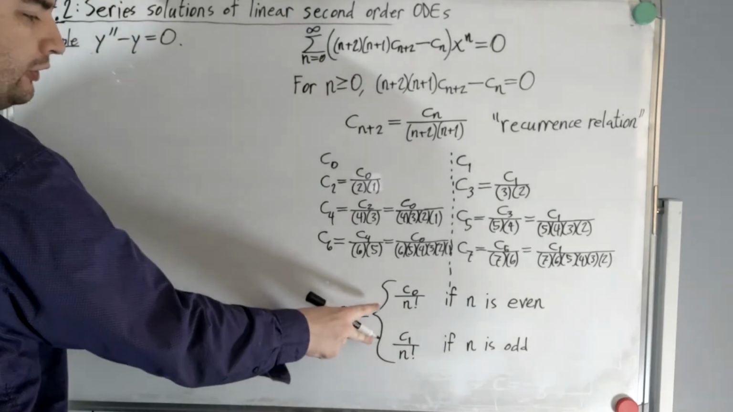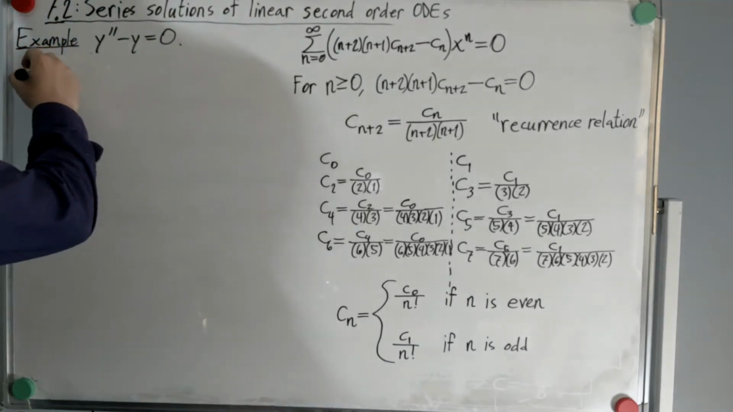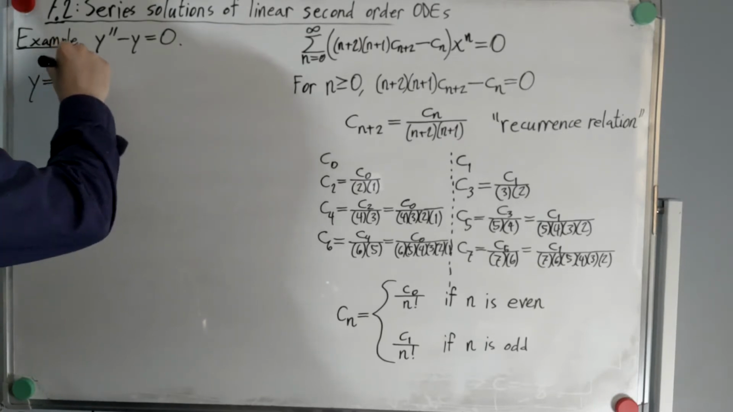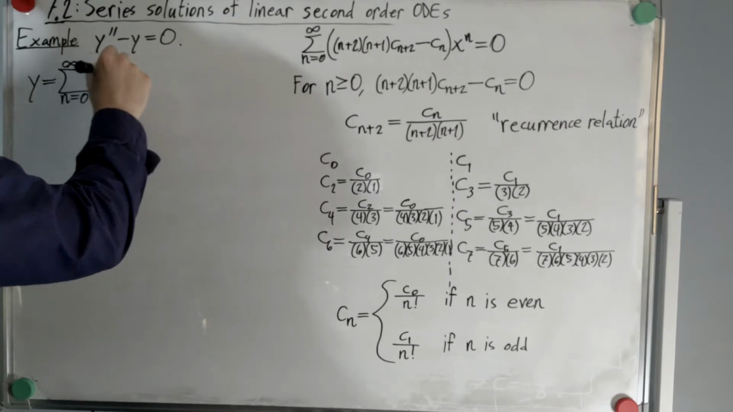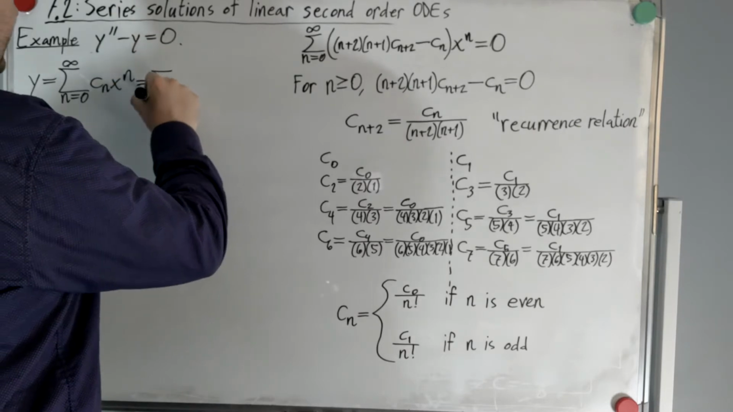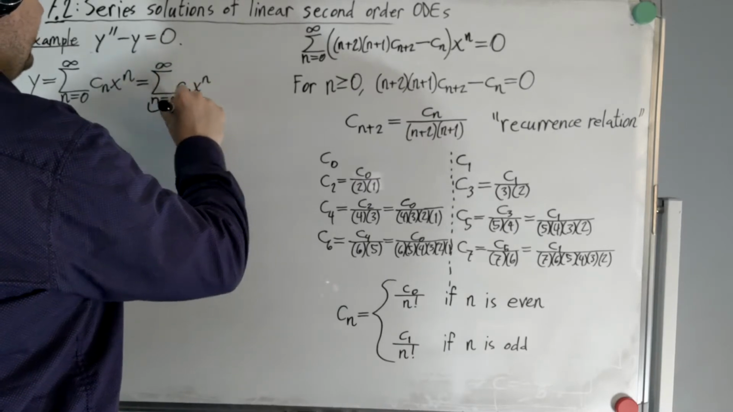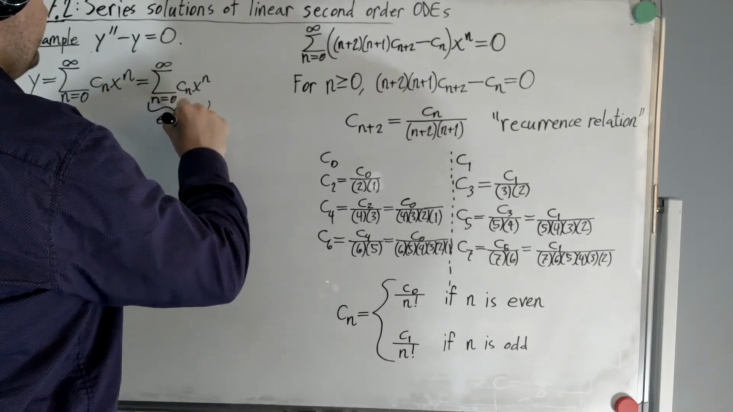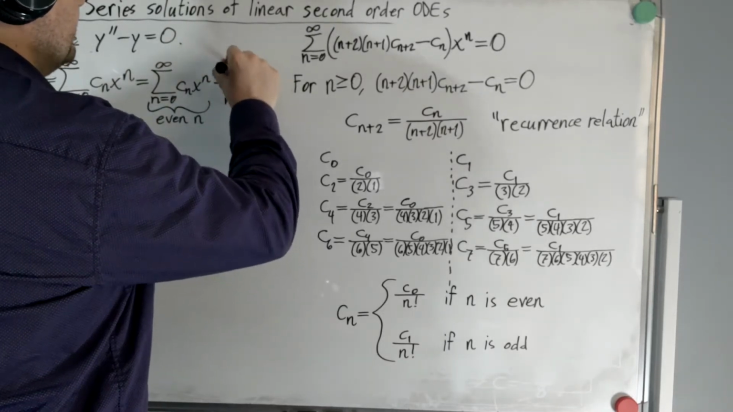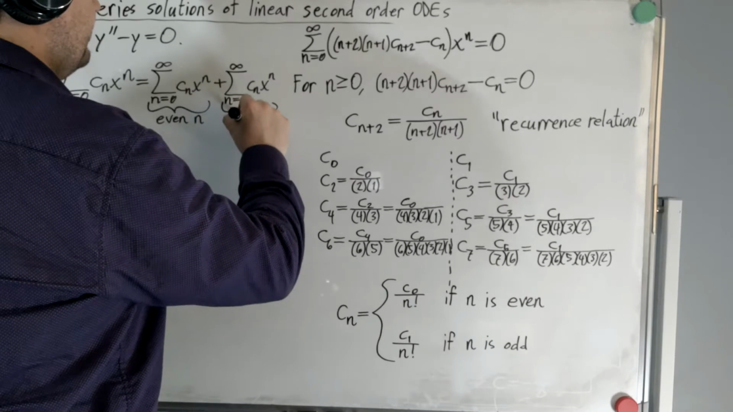Now that we have this closed form description of the sequence of coefficients Cn, the solution by definition we said was the sum from n equals 0 to infinity of Cn x to the n. This, might I add, is the sum of Cn x to the n for even values of n, plus the sum of Cn x to the n for odd values of n.